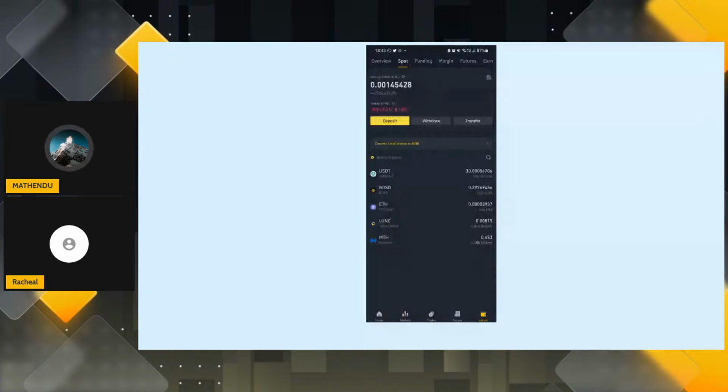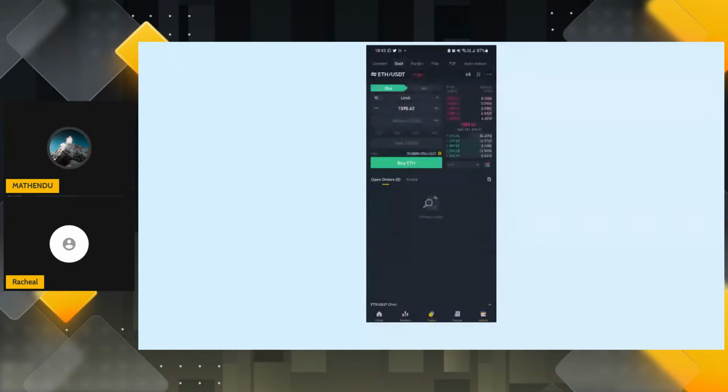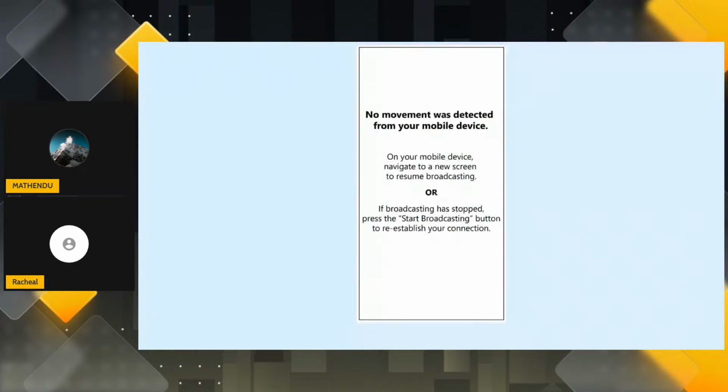Now on the spot wallet, you can go to the trades tab, where the layout is a bit different right here. As Rachel was explaining, we have four main kinds of orders: the limit, the market, the stop limit, and the OCO order.